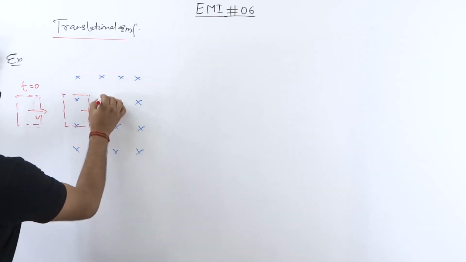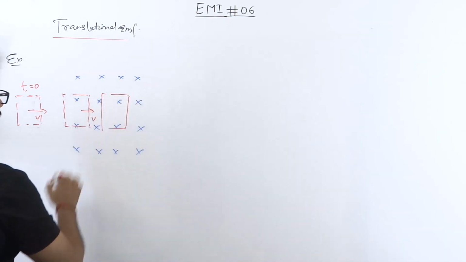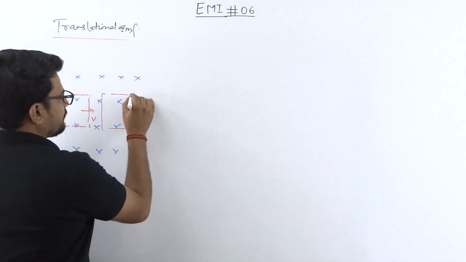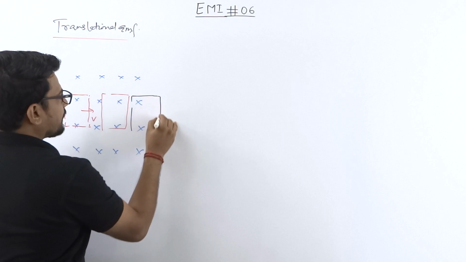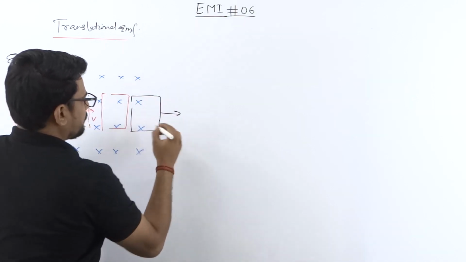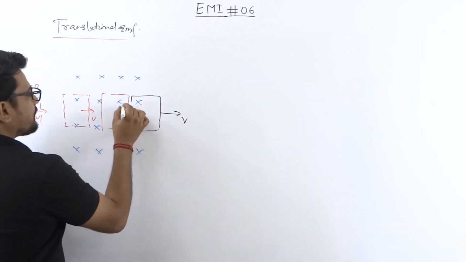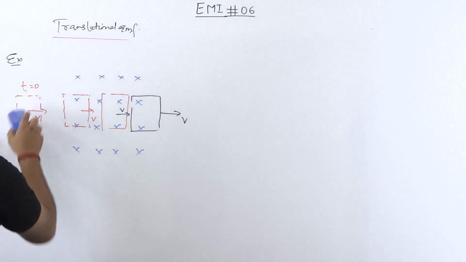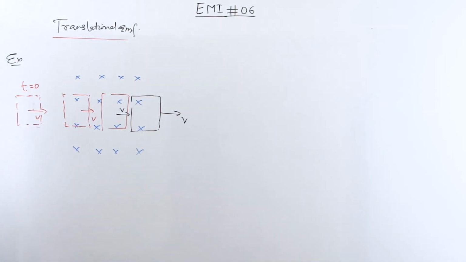And some time later, it is completely inside the magnetic field, and going forward, some time later, a certain part of it is inside the magnetic field and most of it is outside, and it is still moving with the same velocity v. So this is the situation that we have over here.